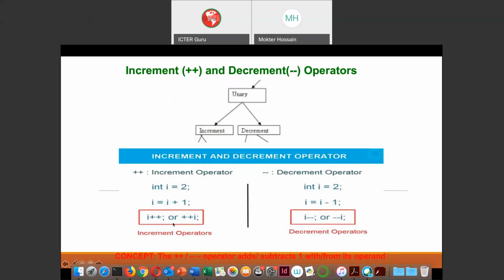So the first one is called postfix notation, and this one is called prefix notation. Maybe I will discuss prefix and postfix notation in detail soon, and finish this with a live program. There is a little bit of difference between I plus plus and plus plus I. You may get a question like this in your test, so you need to understand this, okay?